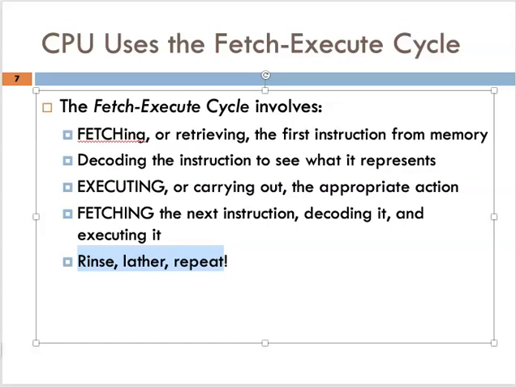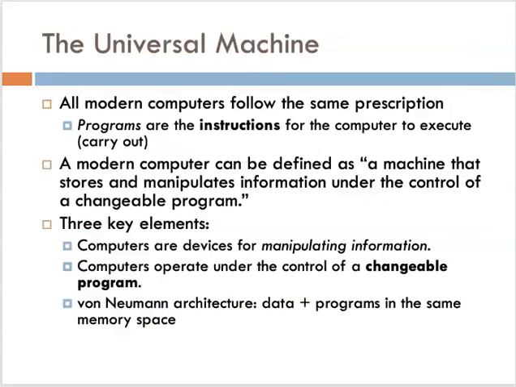So it's a very simple machine, and it does very simple operations, but it does them very fast. Clock cycles on these modern machines are super fast. But that's essentially all that the CPU does. And it makes sense because most modern computers follow the same kind of prescription. The programs are the instructions for the computer to execute or carry out.